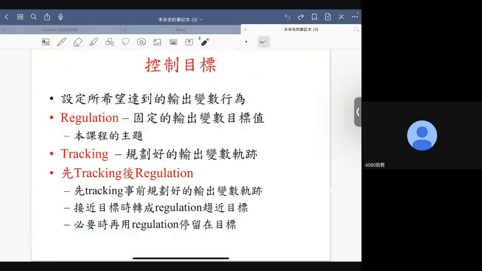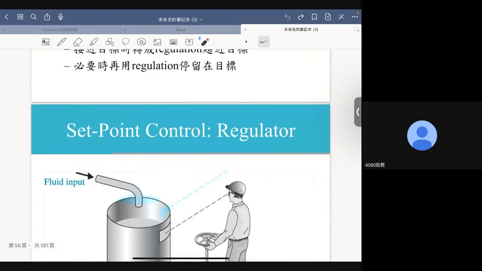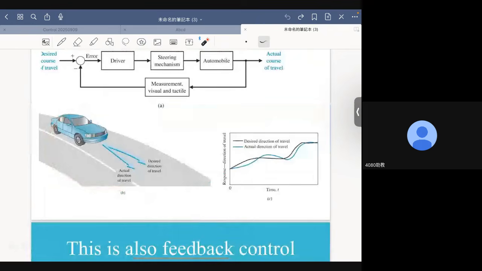However, the desired output does not necessarily always be a constant. It can be a trajectory. For example, say you have an autonomous vehicle. You want the car to drive itself, but the road is not always straight. It will go round and round. So the trajectory the car has to follow is not a constant. It's a trajectory changing with time. So for this kind of problem, we call it a trajectory tracking problem.